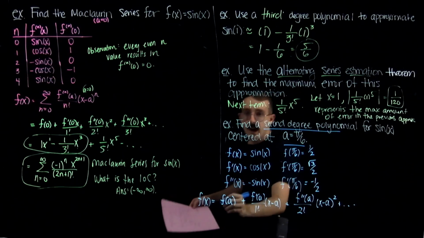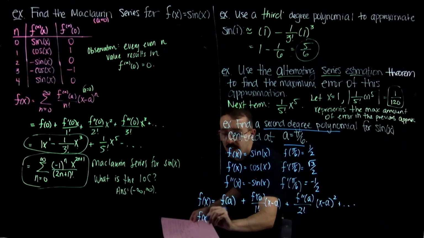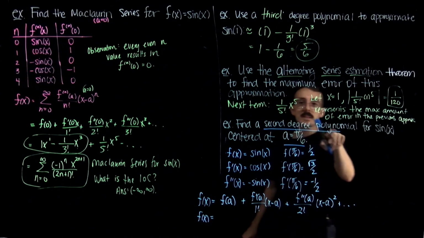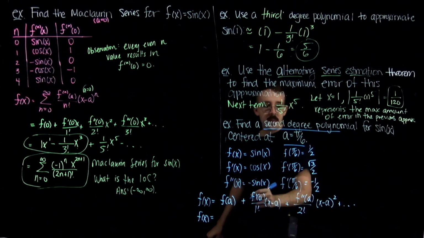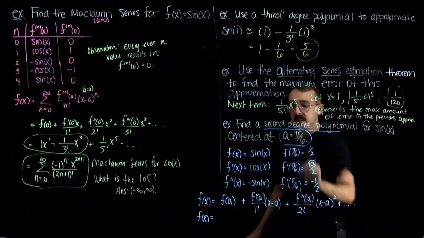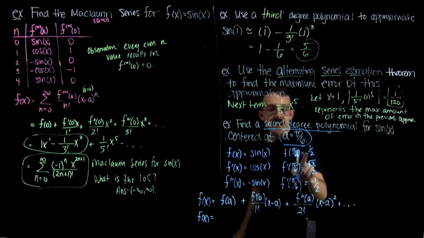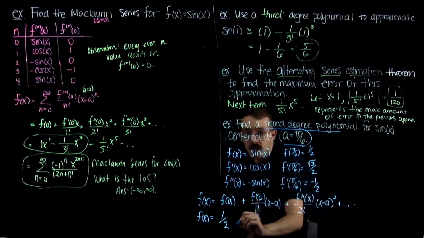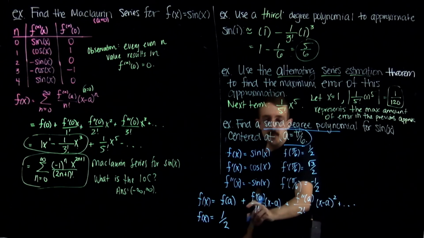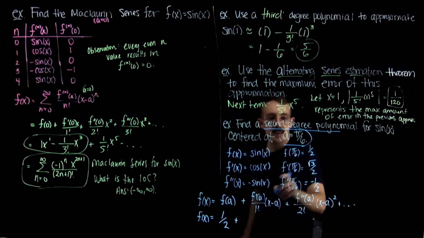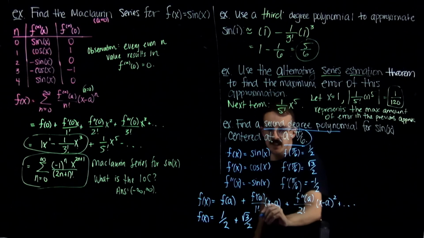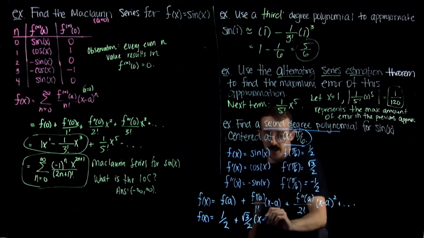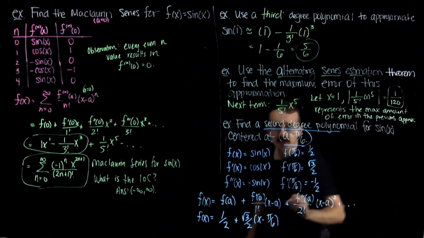So now I just go ahead and I fill in what I have here. Because we get to stop at a second degree, I just need to fill in these 3 pieces of information. So this time a is pi over 6. So f of a is 1/2. Then I do plus f prime of a, which is root 3 over 2, divided by 1 factorial doesn't change anything. And then times x minus pi over 6.